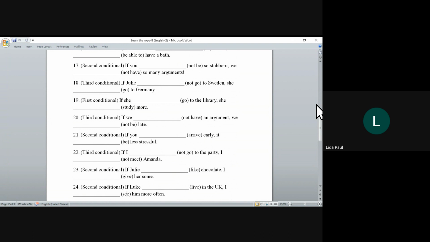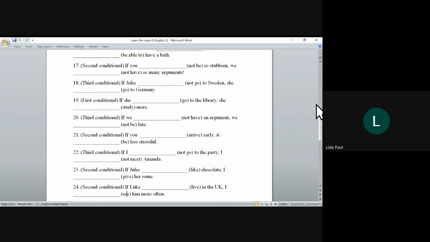Third conditional, 18th, if Julie dash not go to Sweden, she dash go to Germany. So in third conditional, what would be your first blank? In what tense? Past perfect, right? Yes, had. So we have to complete it now, Nitin. If Julie had not gone, right? You have to write it in full past perfect form.